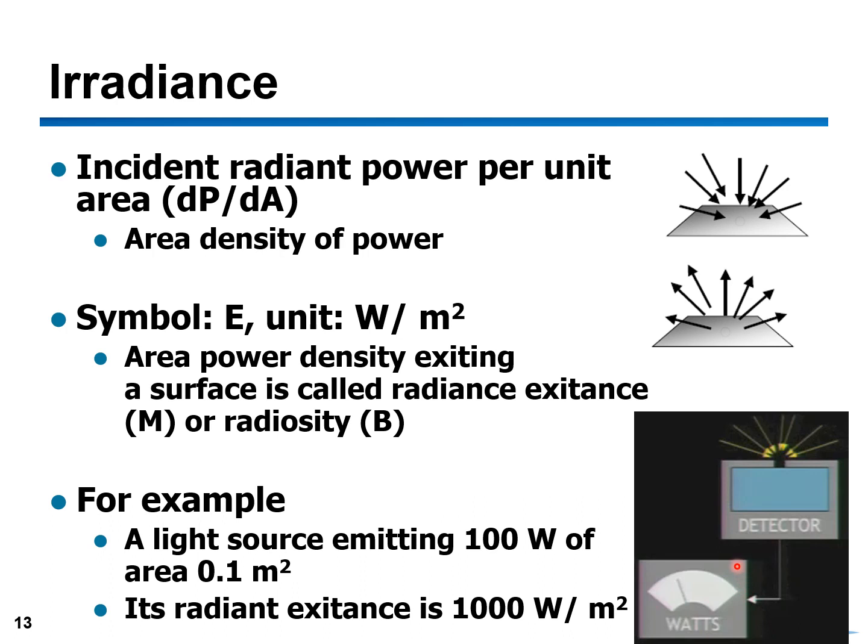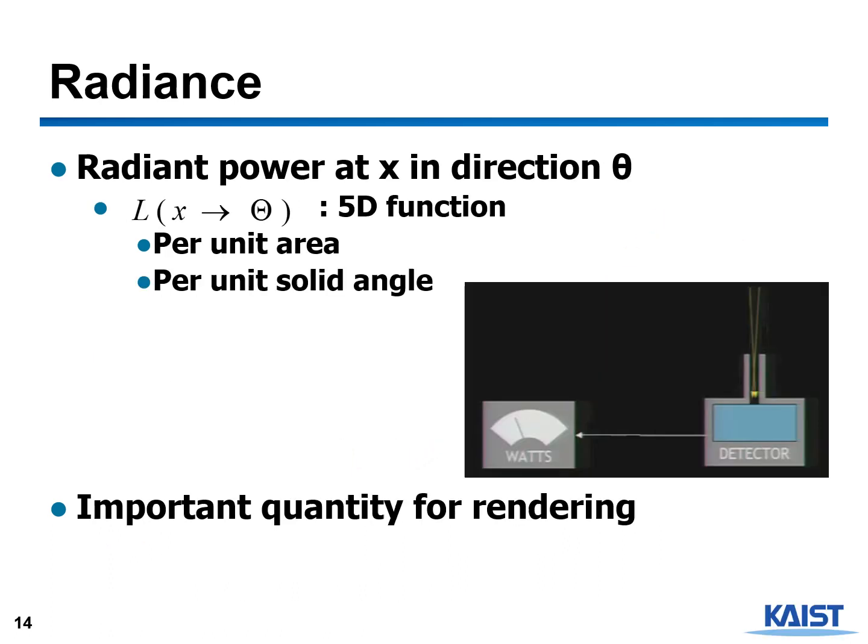Then at that time we can measure the certain energy in watts. Typically we can say it like this: a light source emitting 100 watts with an area of 0.1 square meter has a radiant exitance, basically irradiance, that can be said to be 1000 watts per meter squared. So anyway, irradiance or radiosity is a kind of pure, direction-independent energy arriving at a particular point.